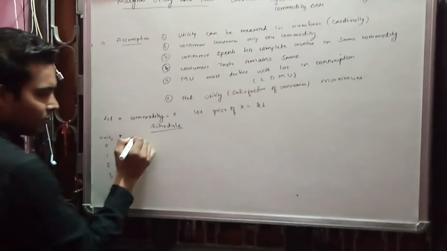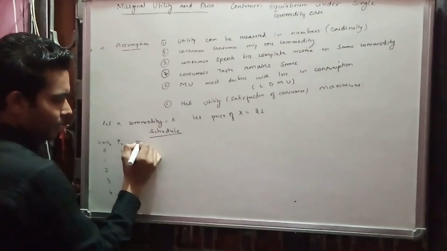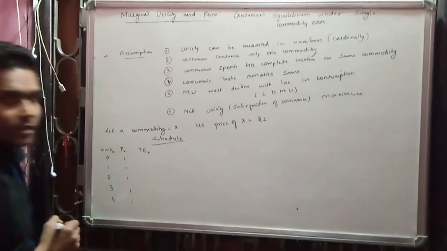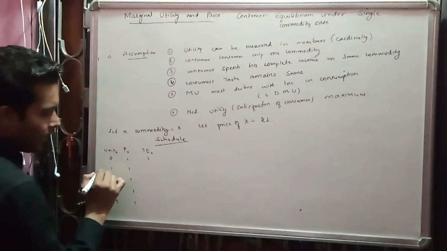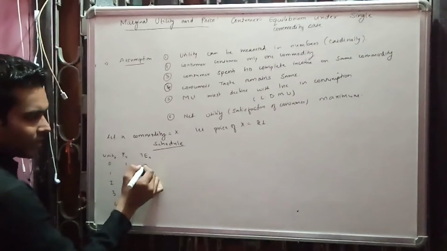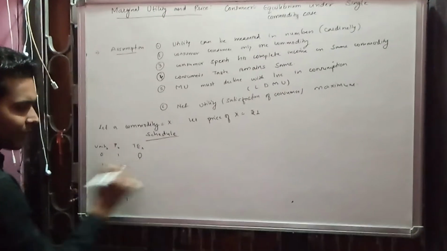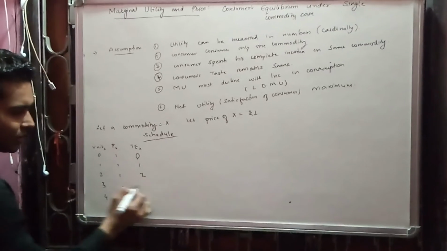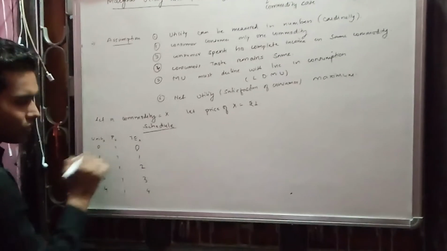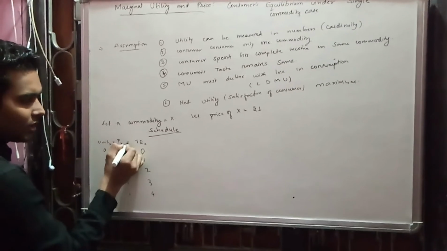Now total expenditure on commodity X. If I am consuming 1, my total expenditure is 1. So if I am consuming 0, expenditure is 0. If I am consuming 1, expenditure is 1. Consuming 2, expenditure is 2, 3 and 4, and so on. Unit into price equals total expenditure.